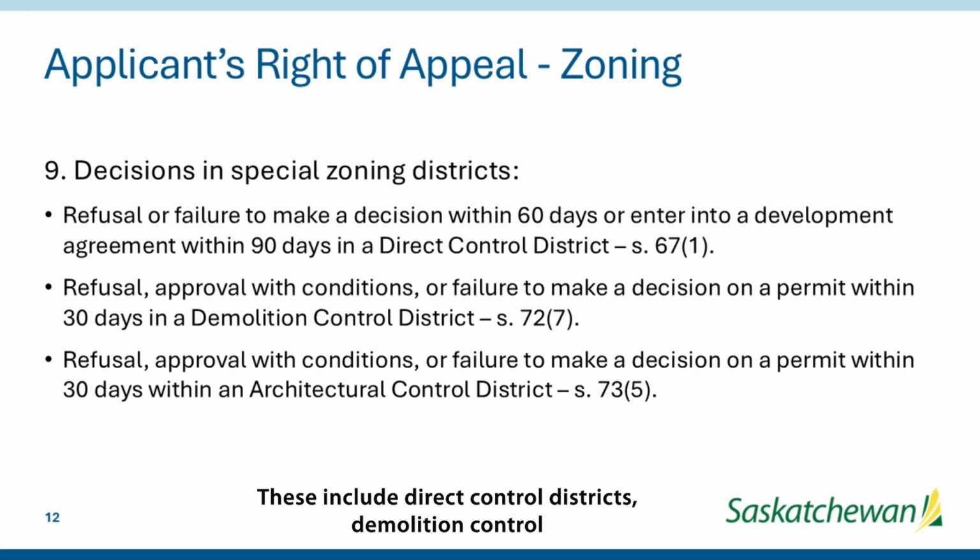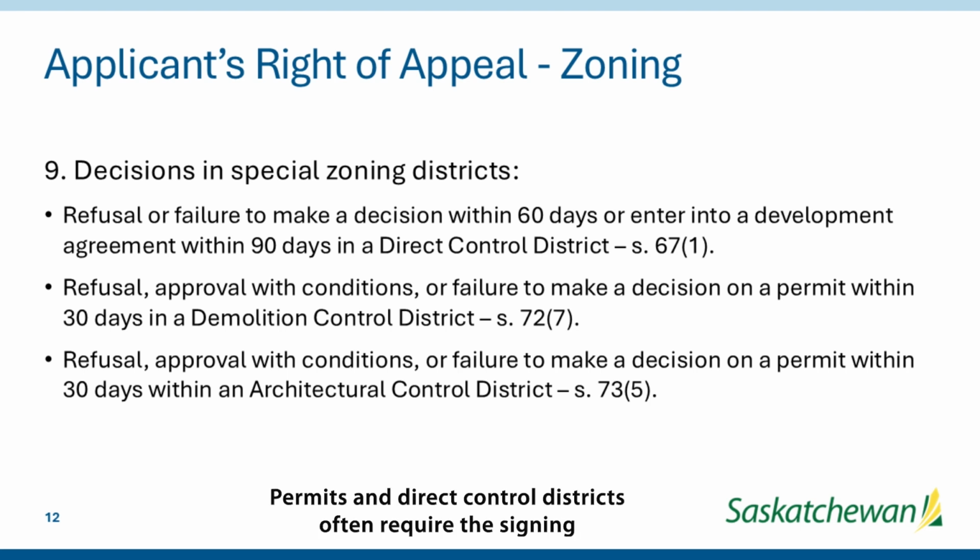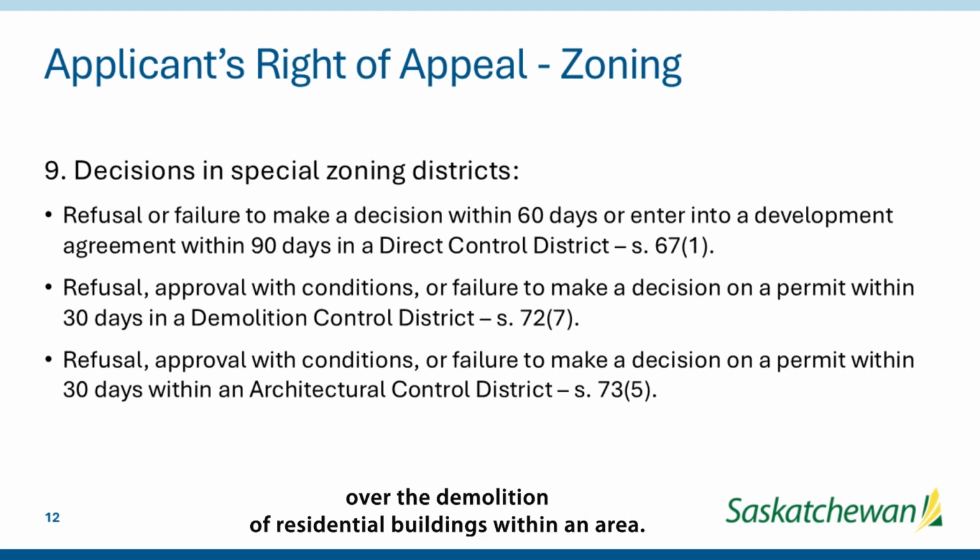These include direct control districts, demolition control districts, and architectural control districts. From a high level, direct control districts allow council to have more control over development in an area than any other general zoning district. Permits in direct control districts often require the signing of development agreements to assign development-specific regulations. Demolition control districts allow council more control over the demolition of residential buildings within an area. Architectural control districts allow council more control over the architecture and appearance of buildings in an area.